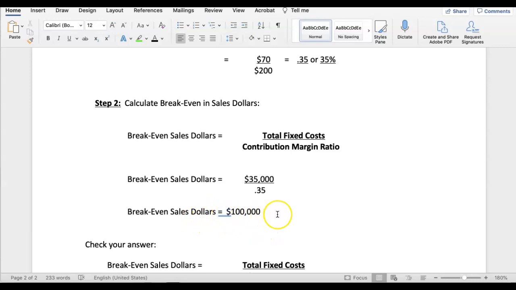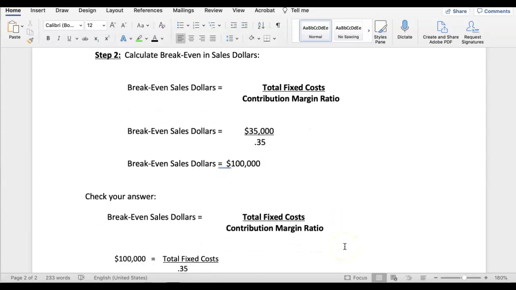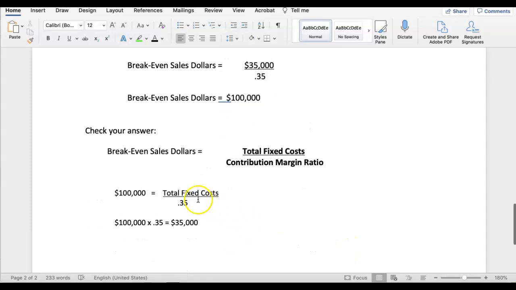of 100,000. Now, to check your answer, let's take that break-even sales dollars, which is total fixed cost divided by the contribution margin. And so if we fill this in and just take out the fixed cost and leave that what we're solving for, we'll take that 100,000, we'll multiply it by 0.35 on both sides. So that clears out the 0.35 here and leaves us with total fixed cost. So 100,000 times 0.35 equals 35,000, and that is indeed the amount of fixed cost given in this problem.